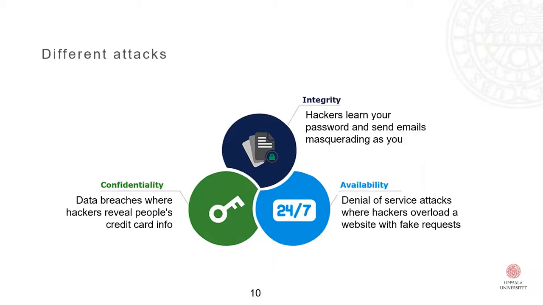An attack to integrity of a system can be that, for example, an attacker learns your password and sends email instead of you. So the hacker in this case pretends that they are in your place and sends information instead of you. An attack to availability could be DOS attacks, or denial of service attacks, that we discussed in the previous lecture, in which the hackers overload the web server or another server or website with fake requests so that that server is incapable of serving its real clients.